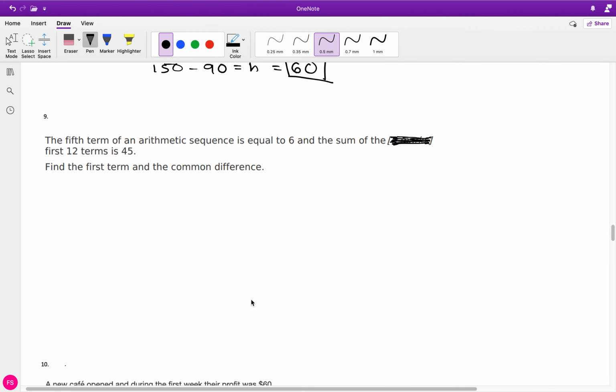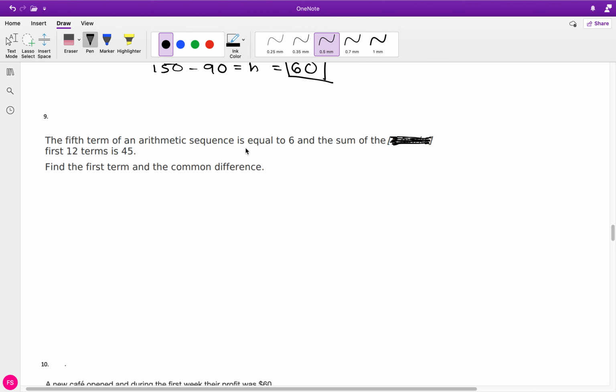The fifth term of an arithmetic sequence is equal to 6, and the sum of the first 12 terms is 45. We have to find the first term and the common difference. It's kind of straightforward. It means you have two equations, and you need to form two equations so that you can solve for the first term and the common difference. It's similar to the questions that we did before. But before we had maybe the fifth term or the 10th term, but this time we have one term and one sum, but the idea is the same.